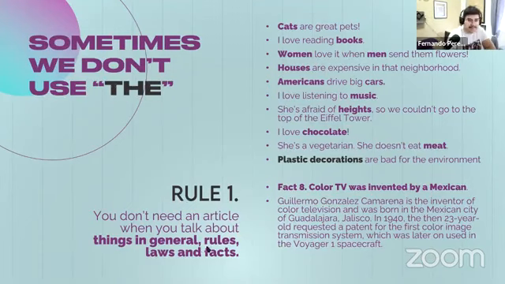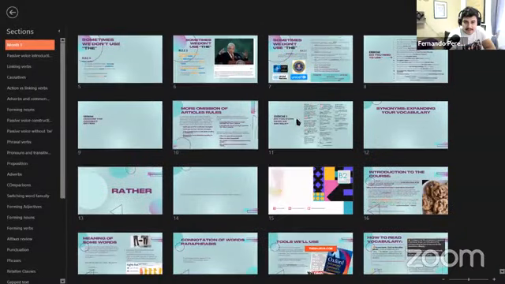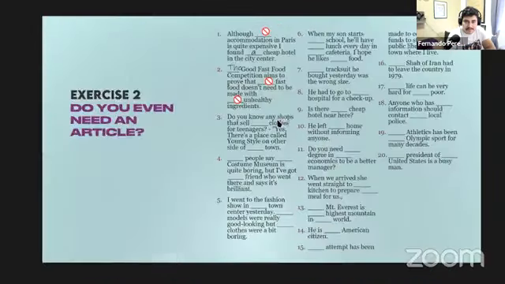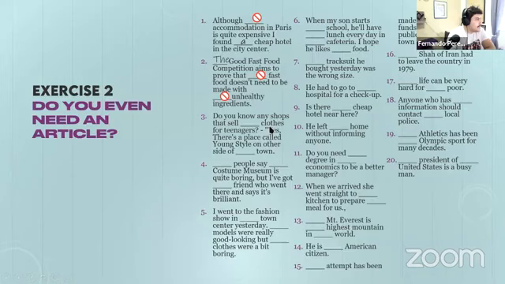Very nice, my people. Very good. So let me see if we are correct. Although accommodation in Paris is correct. Very good. Perfect. It's number 3.